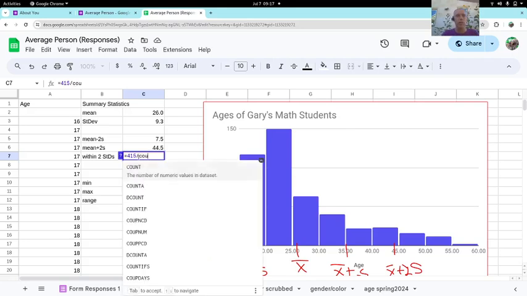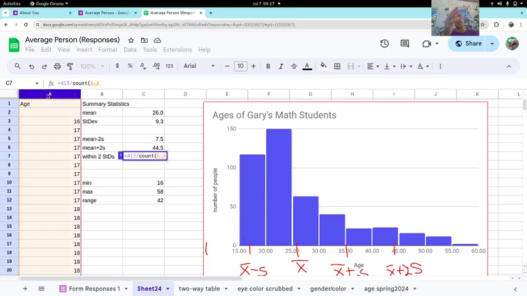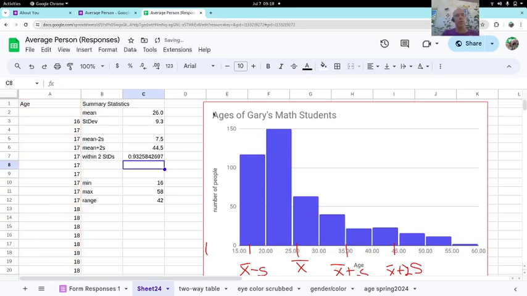Well, for that, I'm going to use the count command for sure, count parentheses, and then I'm just going to click on that column. So I want to count any number. So count will only count the numbers in the column. It's going to ignore age and blanks. All right, so I'm getting, as a percentage, about 93%. And again, the 95% rule that says about 95% of the data will be within 2 standard deviations of the mean. 93 is not too far away from 95%.